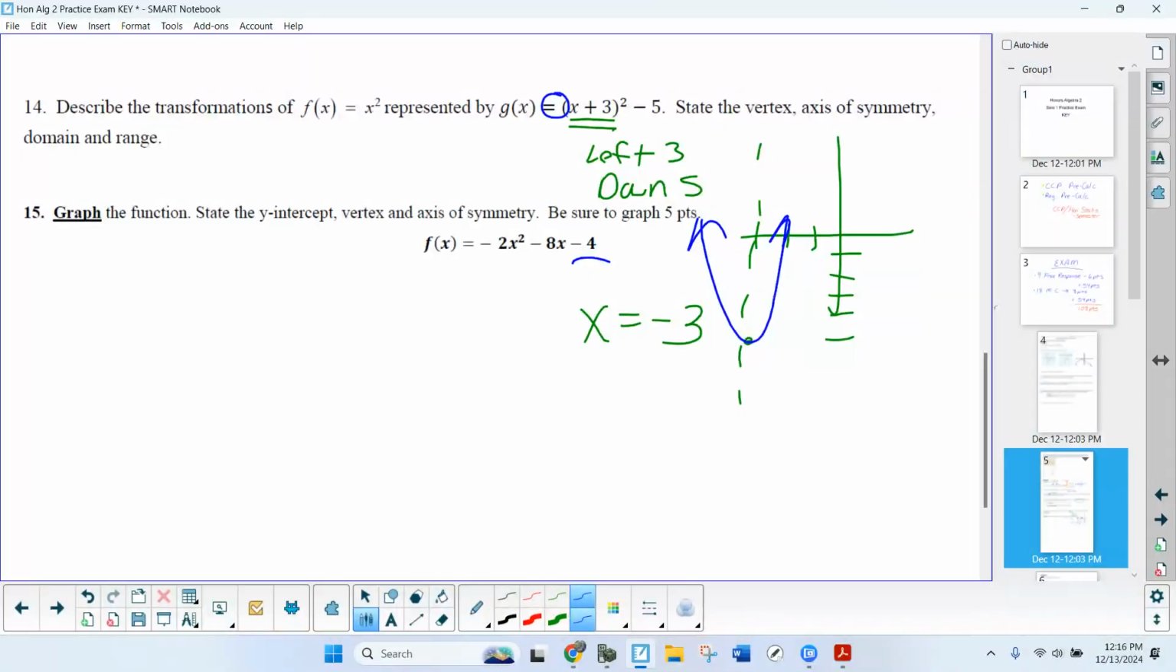Then you take that value and you plug it back in. And this one says make sure you have 5 points. So this one will probably be what? Extended response. Questions?